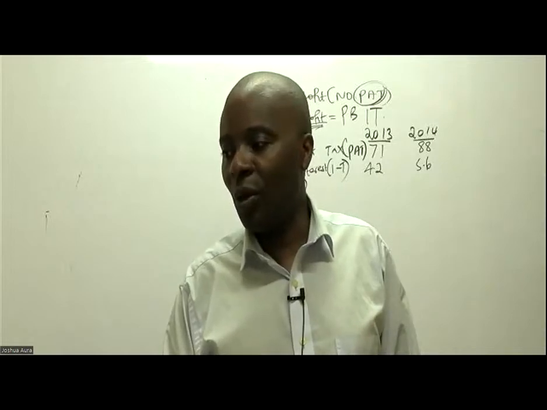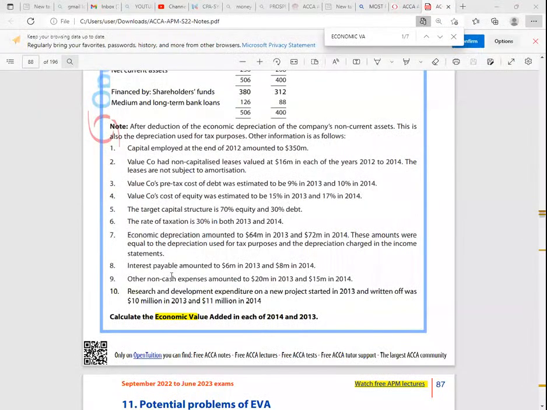Now we continue. From there, note number 8, interest, of course, I've seen where interest will be used. Note number 9, other non-cash expenses amounted to 20 in 2013 and 15 in 2014. What do you think about these other non-cash expenses?